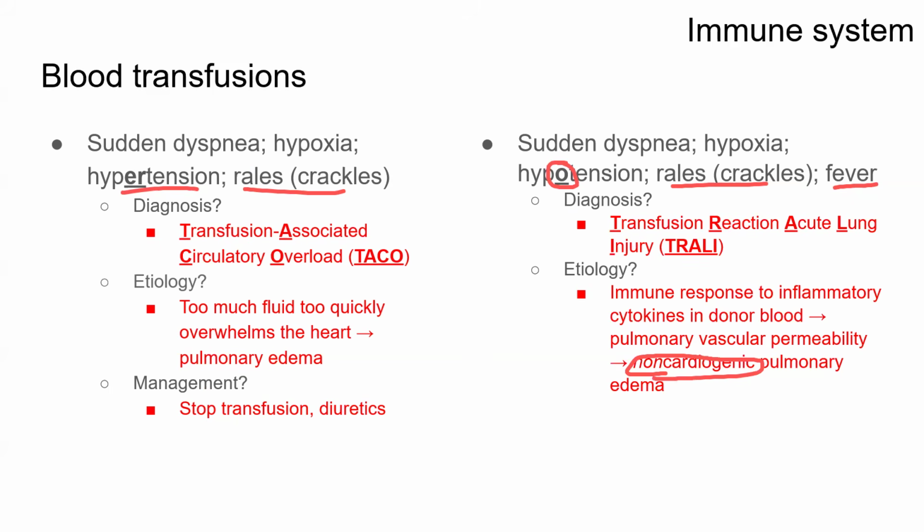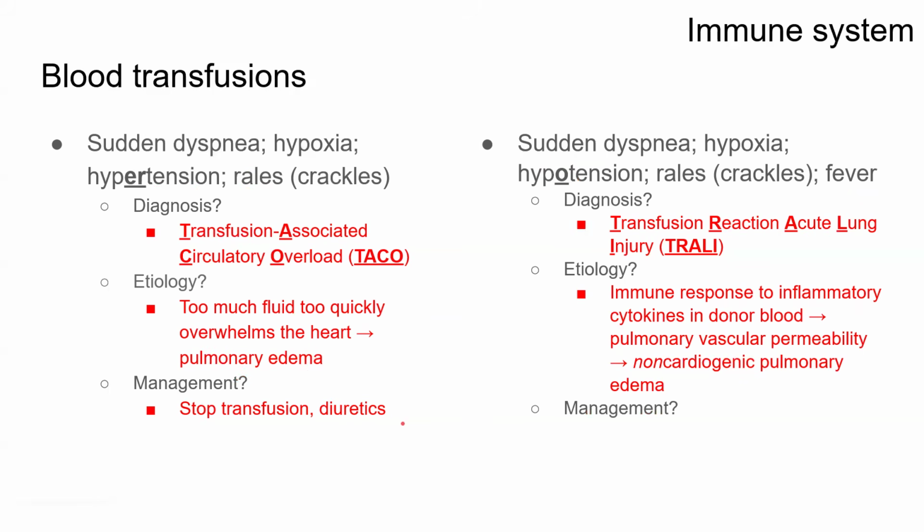vasodilation and vascular permeability. So then you just have fluid leaking into free spaces. And then, oh my God, ARDS, that's what I'm thinking of. It's very similar to ARDS, in that you have the fluid that's leaking out into the alveoli. So there's just fluid there, and that causes pulmonary edema. But otherwise, the heart is fine. So this is cardiogenic pulmonary edema in TACO, but in TRALI, it is non-cardiogenic pulmonary edema.